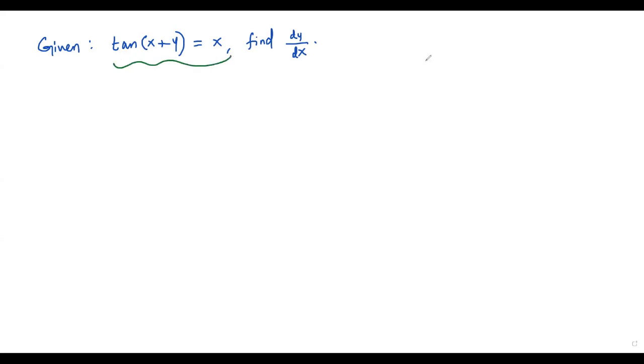So for example, let's consider a function y equals x cubed plus 3x squared, something like this. Actually, in this function, it is solved for y in terms of x, so it is called an explicit function. But in our problem, the function has not been solved for y in terms of x. So it's an implicit function.